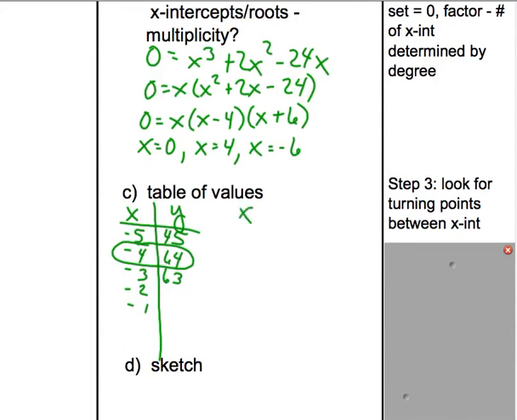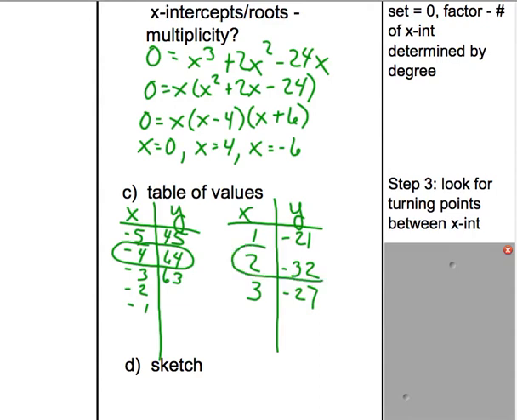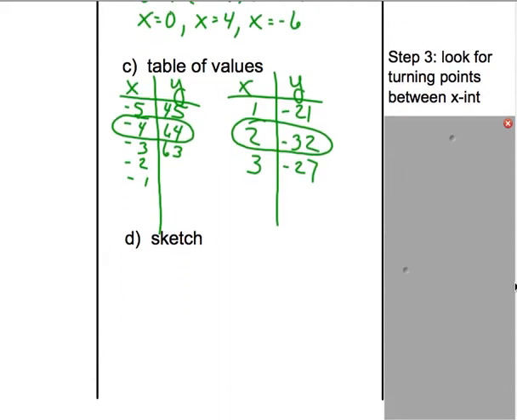Now we have to find our other turning point. We're going to list the values between 0 and 4, and again substitute these into the function. At 1, it is negative 21. At 2, it's negative 32. And at 3, it's negative 27. So here our value was decreasing until 2, and then it started to increase again to go back up to cross the x-axis at 4. If that doesn't make sense, when I graph this and show you these turning points, you will see what we just found in part C.